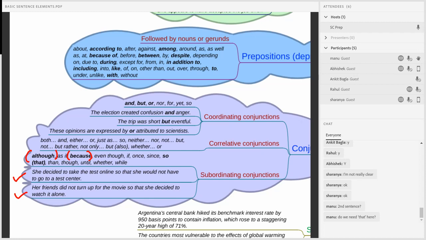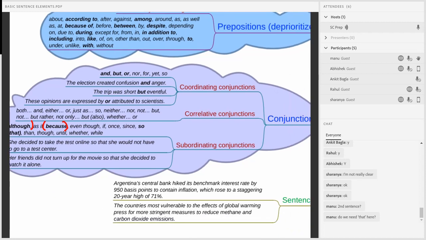Now, final thing, okay, before we move on, quick check. Is everyone Manu, please go ahead. Yes.